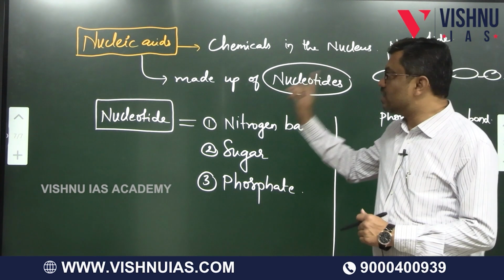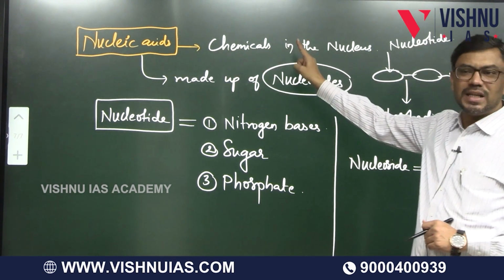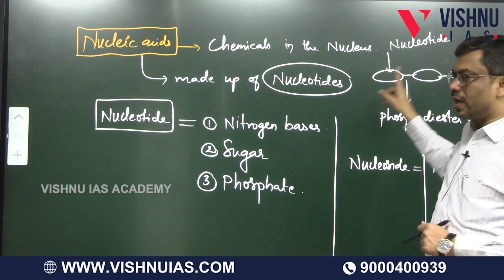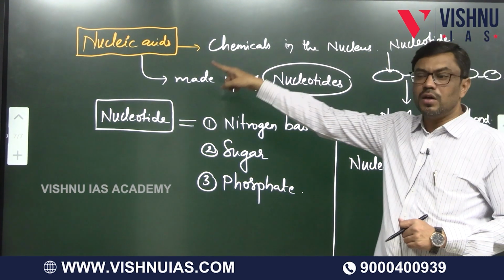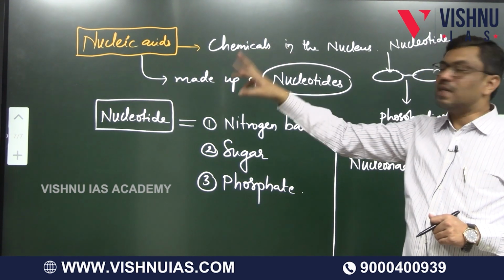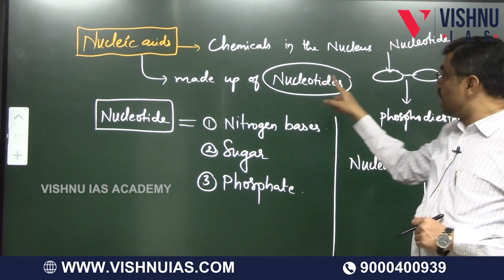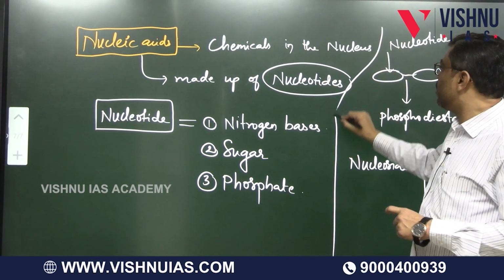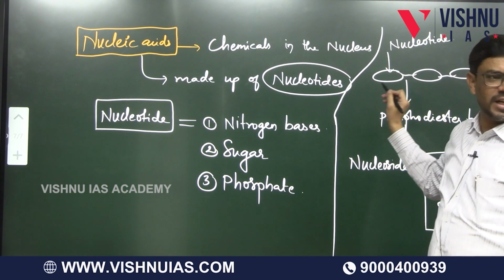I will revise once. Nucleic acids. What are nucleic acids? Chemicals present inside the nucleus. Nucleotides are the monomers of the nucleic acids. The nucleic acids are formed of nucleotides. Many nucleotides are linked by phosphodiester bonds to form a polynucleotide, a chain-like structure.